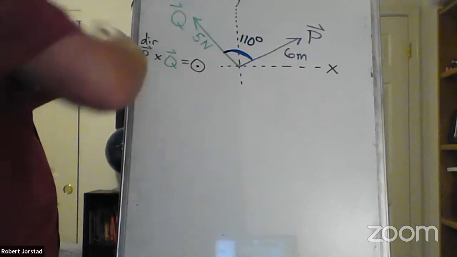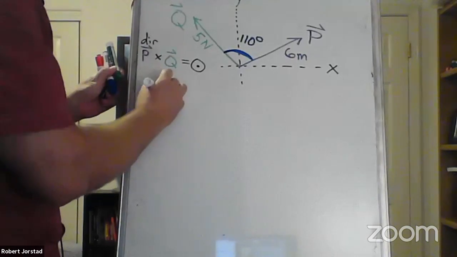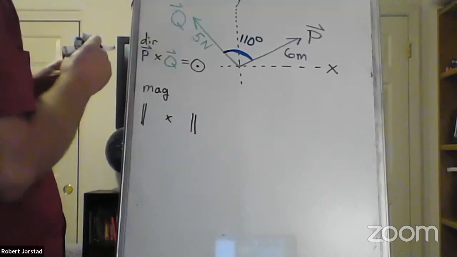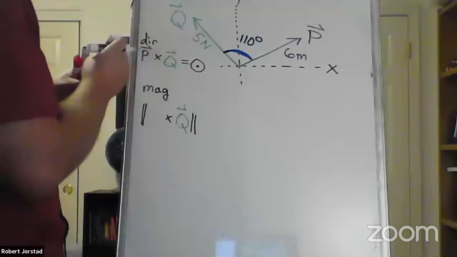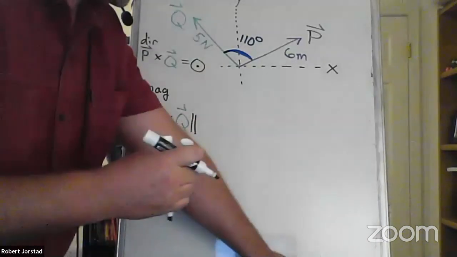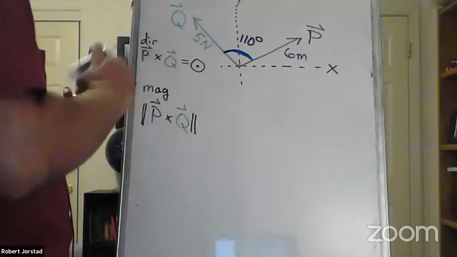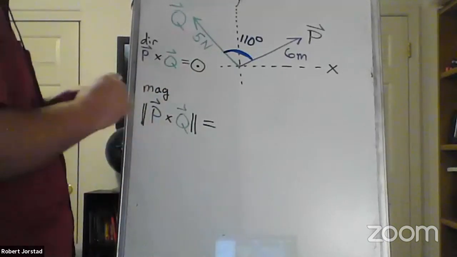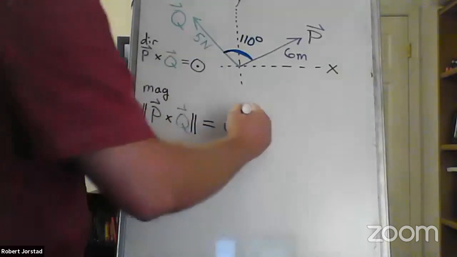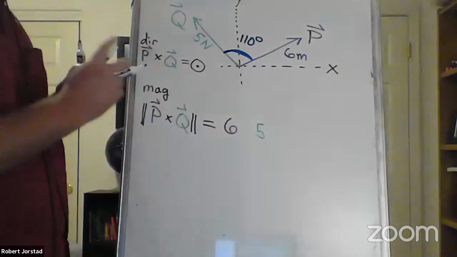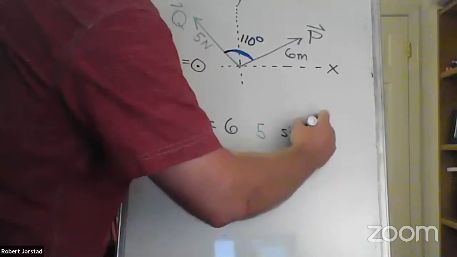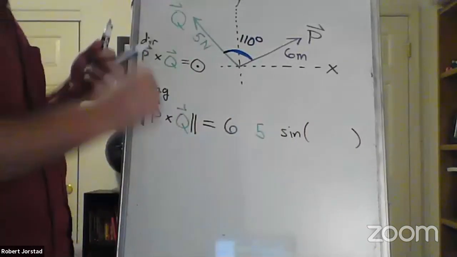Okay, so the magnitude of P cross Q would equal the magnitude of P, the magnitude of Q, times the sine of the angle between, which in this case was 110.